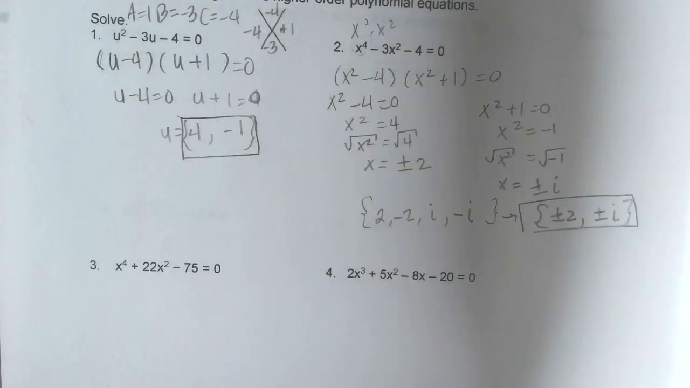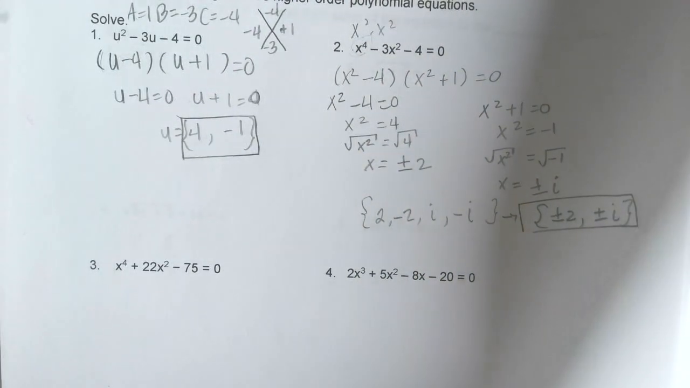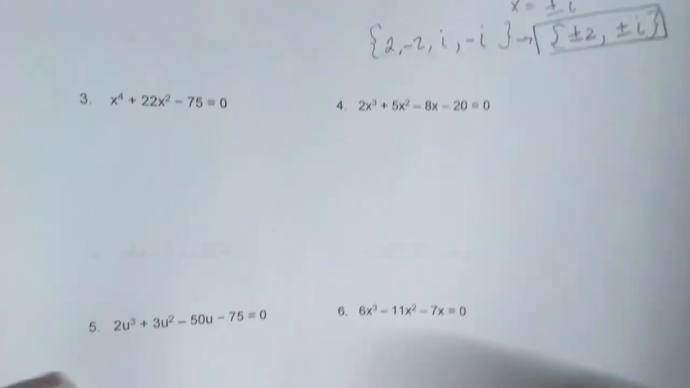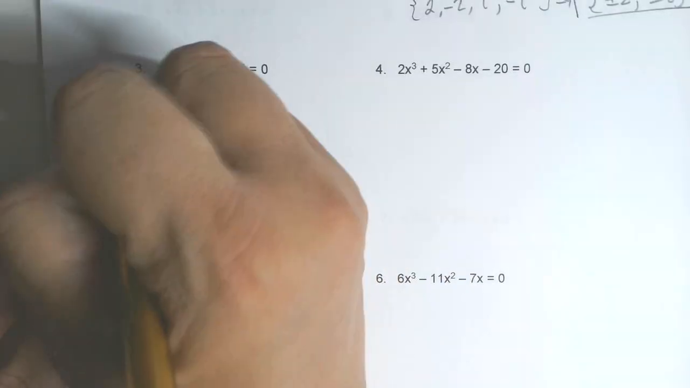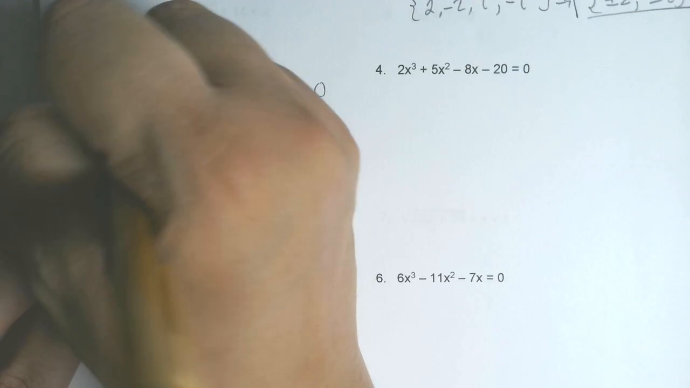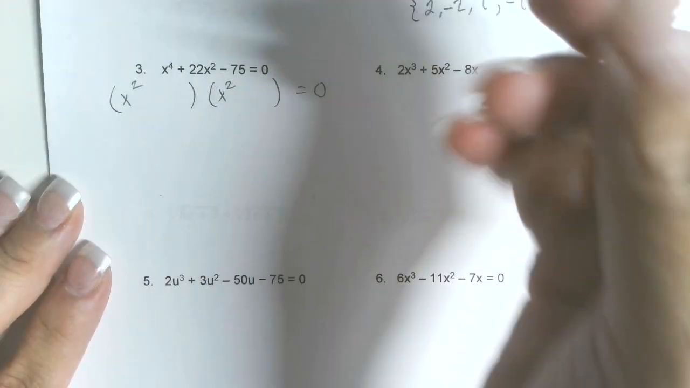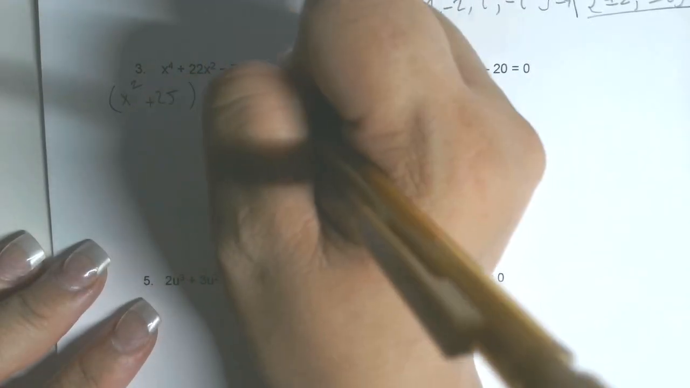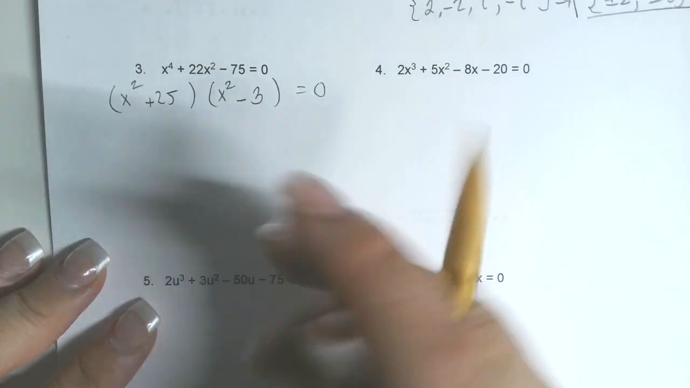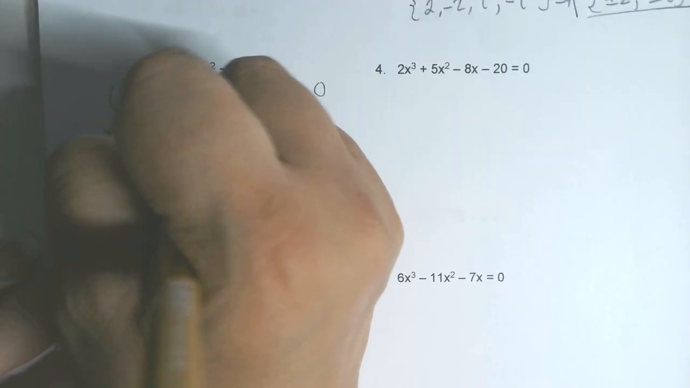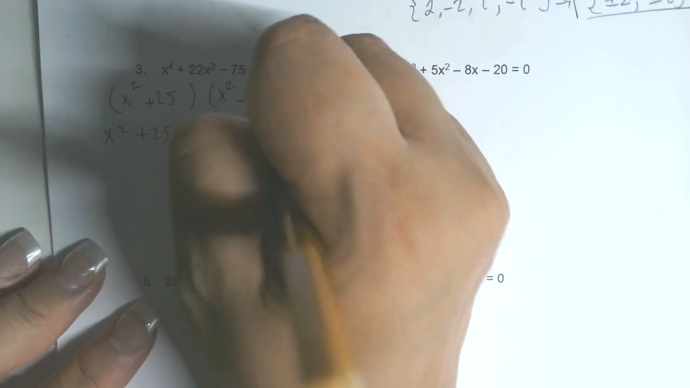For the next one, number 3, each binomial is going to be x squared, because it's x to the 4th. And then our terms in here, this is 75 and that's 22, so it's going to be positive 25 minus 3. And then we just solve for x. So x squared plus 25 equals 0. X squared minus 3 equals 0.